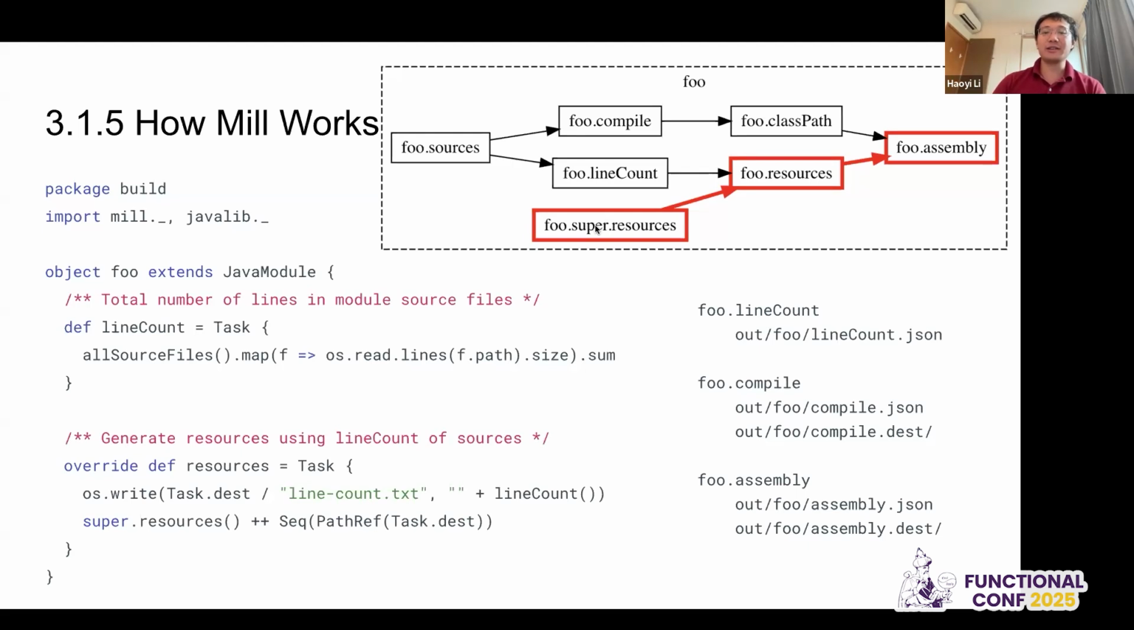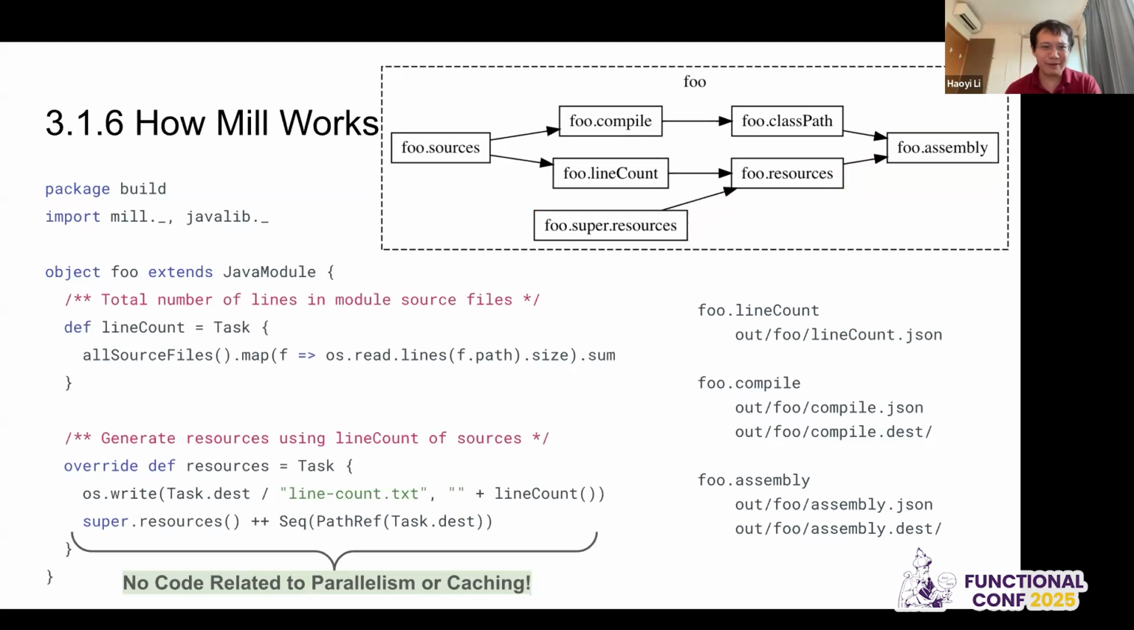For example, if you touch the resource folder, which we've overridden, so it's now called super.resources, Mill can see that. We do a breadth-first search downstream in the task graph. Foo.resources is downstream, that needs to be recomputed. Foo.assembly is downstream, that needs to be recomputed as well. But foo.line_count, foo.compile, foo.classPath, all those we do not need to recompute. And because the tasks are pure functions of their input, we can safely reuse the output without worrying about reliance on some side effect that the task may be doing. That's common in many other build tools or things like shell scripts.